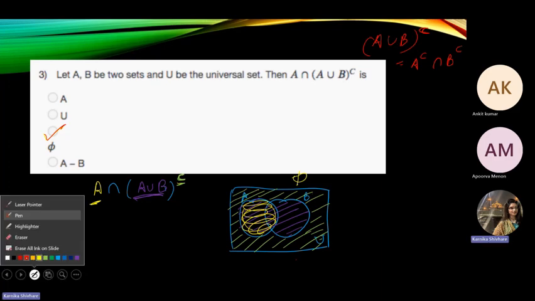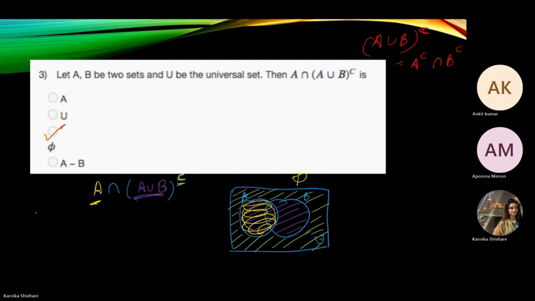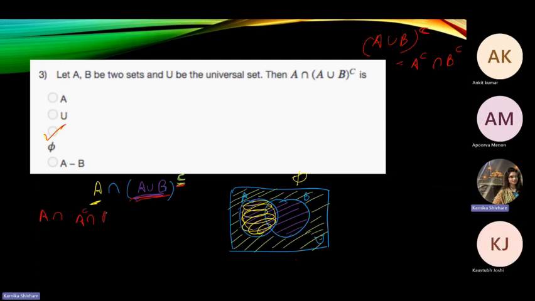We can also verify it through properties. How? A intersection, let's see the complement of this. So this is A intersection, A complement intersection B complement. Okay. This is the property we can see here. I've noted it here. A union B, the whole complement, when it is getting opened, this becomes A complement intersection B complement. Okay. So we have applied this property here.